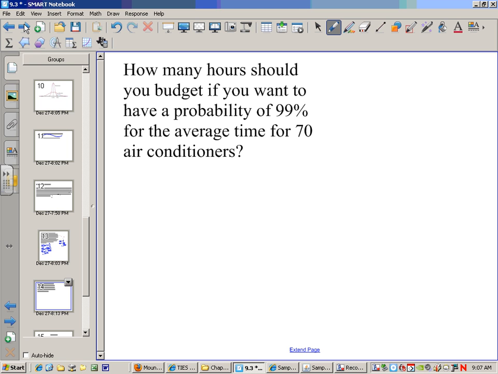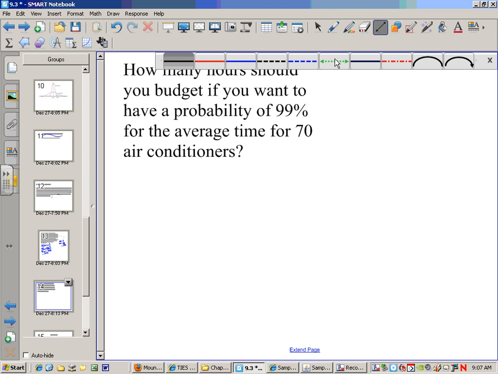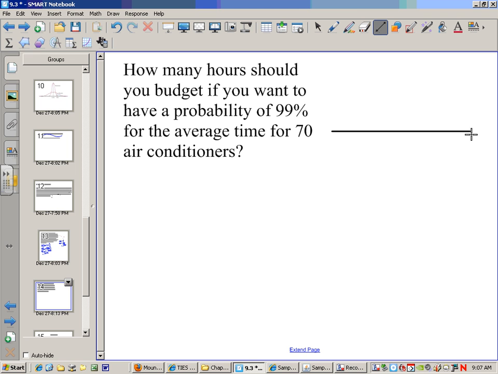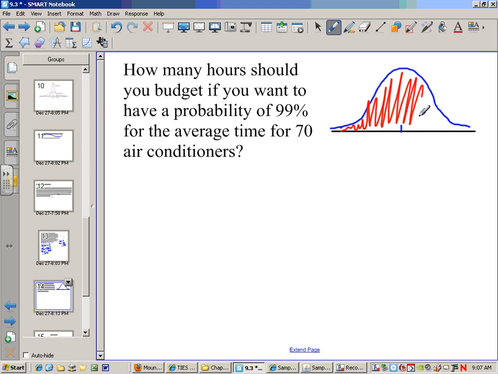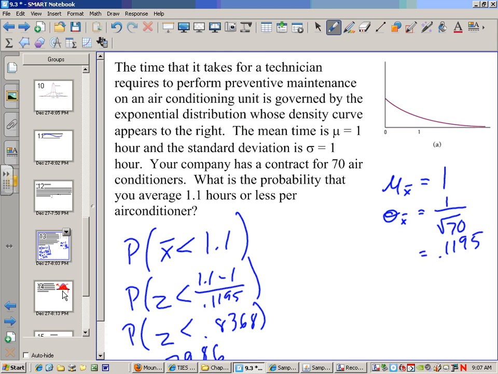Now, how many hours would you have to budget if you want the probability of 0.99 for an average time for 70 air conditioners? So this one is a little confusing. So we want 99% of the data. So if I color in 99% of the data, we want that to be 0.99. We want to find what value down here gives us that. Well, we know the average is 1. The standard deviation is 0.1195.